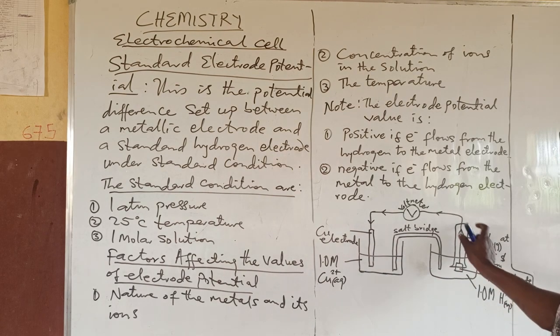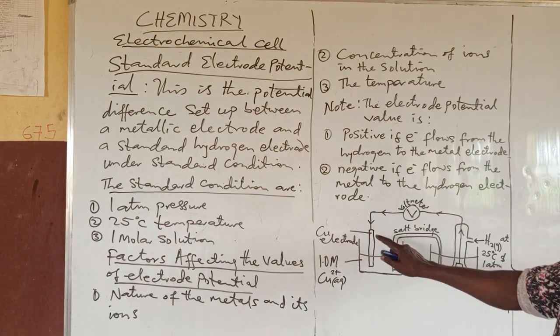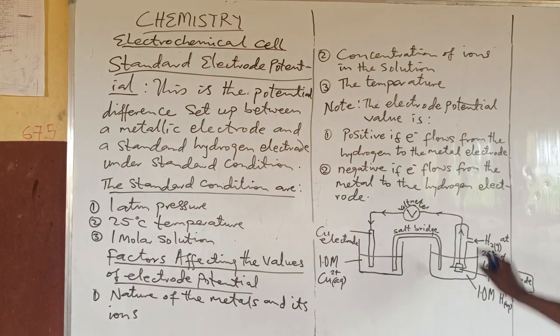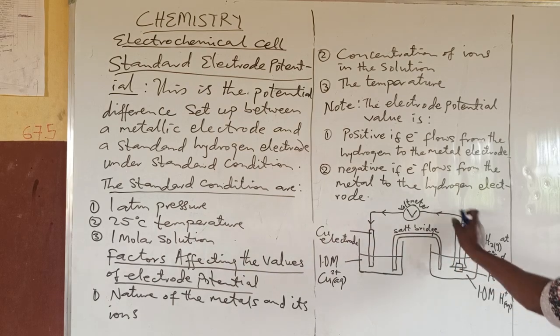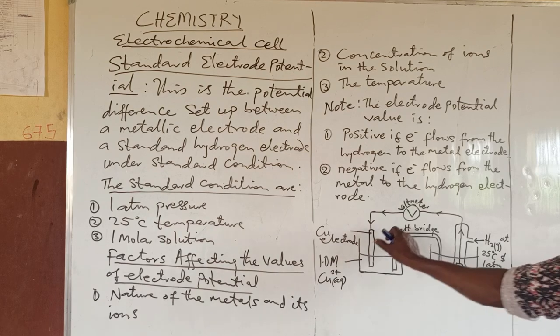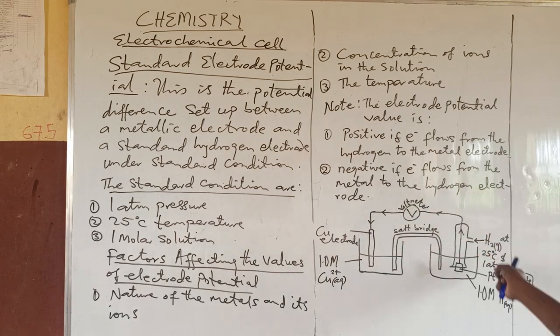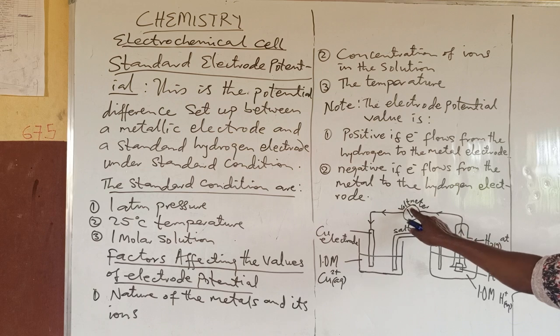If electrons flow from hydrogen to the metal, the value that will be read here will be positive. But if I change this metal and fix another one, you can see here electrons are flowing from hydrogen to copper. Now, if I remove copper and fix zinc, electrons will be flowing from zinc to hydrogen. And if it happens that way, the value here will change from positive to negative.